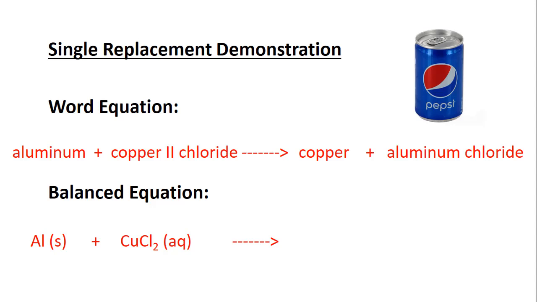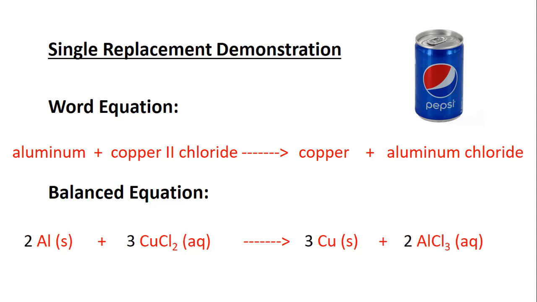And on the product side, we have copper metal coming out. And then the solution of AlCl3 is also on the product side. We can also balance that equation, and now we are completely done.